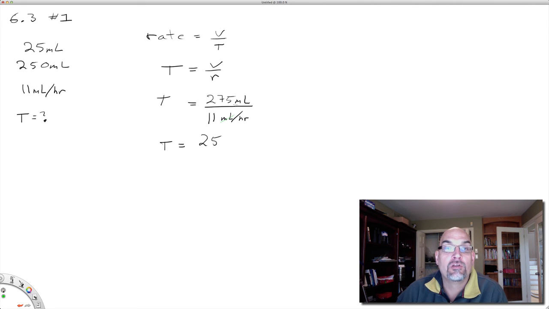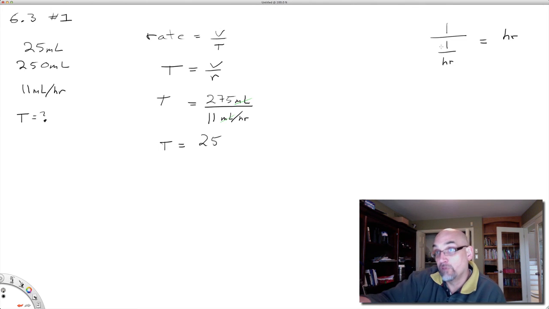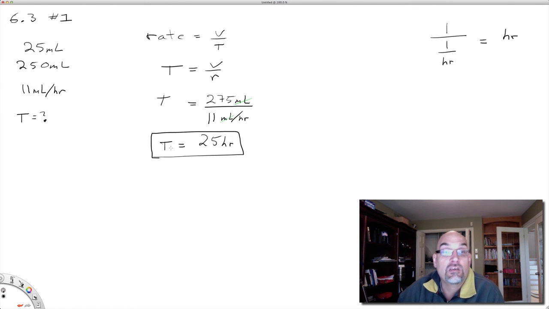milliliters divided by milliliters, they cancel out, and then when I have a fraction under a fraction, so if I have 1 over hours, that's the same as just hours. You flip what's on the bottom and multiply. So the milliliters cross out, and I have a time in hours. So there's my answer. It takes 25 hours for the infusion to complete.